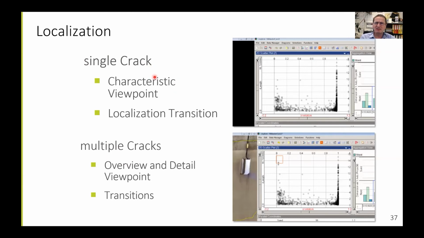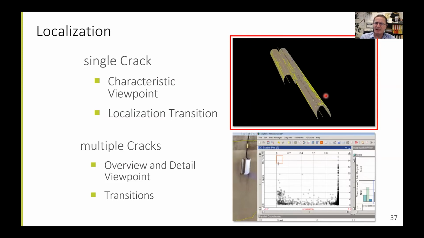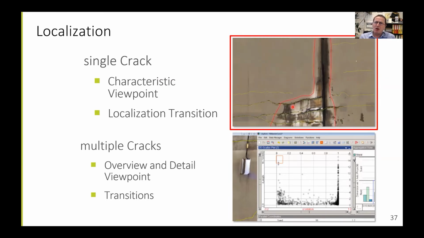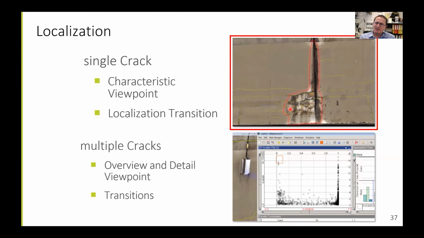For a single crack, this means I'm selecting one individual one, like I'm highlighting only one single crack, and then automatically a characteristic viewpoint is selected. From an overview point, so that I know where this crack is located, I'm automatically calculating this characteristic viewpoint on a sphere that is centered around the crack and so on. And then we have a localization transition to get a close-up view. So the idea would be not to lose orientation.